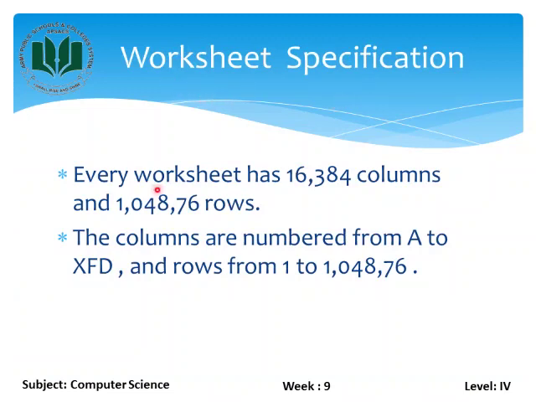Worksheet specification. Every worksheet has 16,384 columns and 1,048,576 rows. The columns are numbered from A to XFD and rows from 1 to 1,048,576.